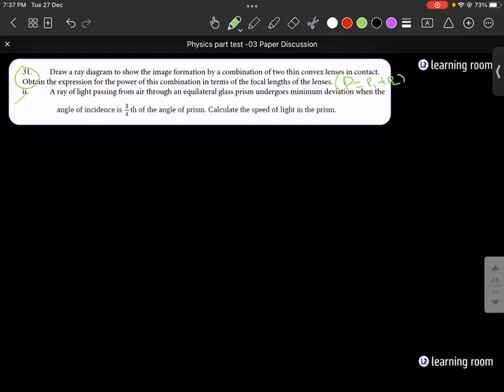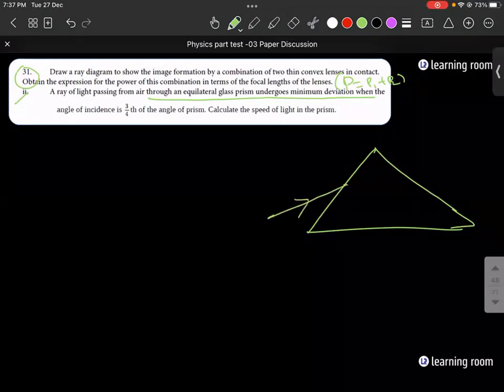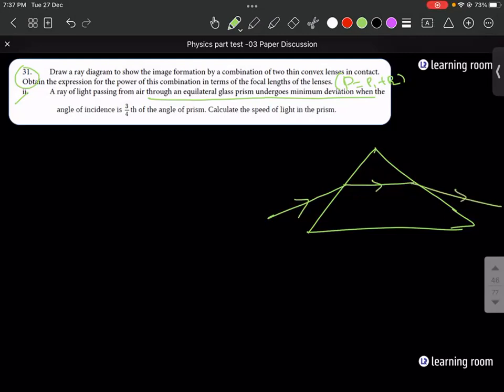Second, a ray of light passing from air through an equilateral glass prism undergoes minimum deviation when the angle of incidence is 3/4 of the angle of the prism. Minimum deviation means the refracted ray will be parallel to the base. The angle of the prism is 60 degrees, so the angle of incidence is 3/4 of 60, which is 45 degrees. So if the angle of incidence is 45, the angle of emergence will also be 45. Calculate the speed of light inside the prism.